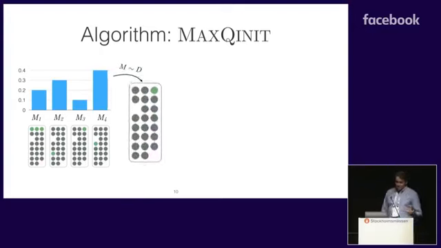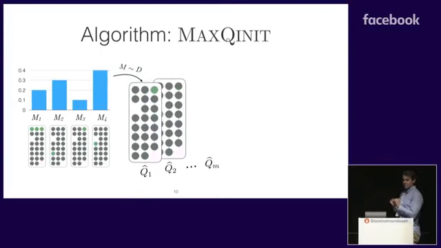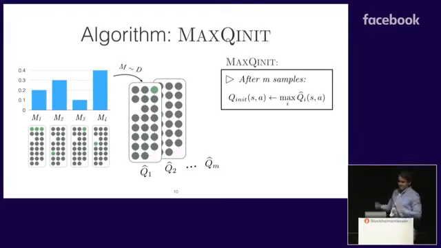In particular, MaxQ_init says we're going to sample m MDPs from this distribution. We're going to run our PAC-MDP algorithm to get a Q-hat estimate. And MaxQ_init is dead simple. It's one line, well, really two. It says, after m samples, you're going to initialize your Q function for whatever learning algorithm you're using to the max over all of your different Q values you've solved, your approximate Q values, on these first m tasks.